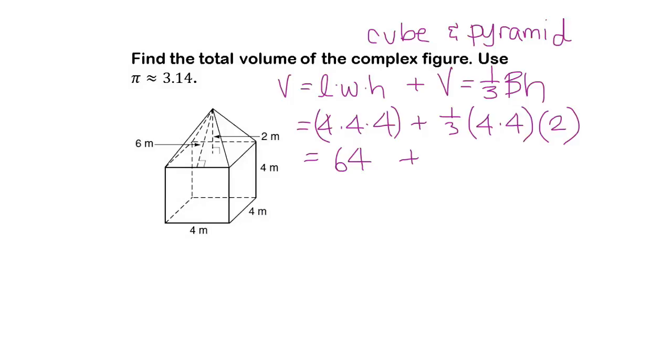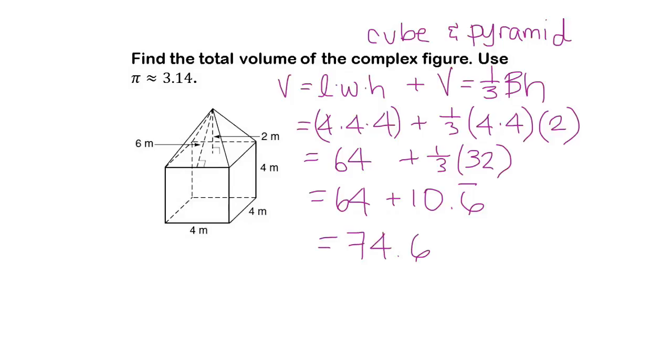So in this case, we have a third times 4 times 4 is 16. 16 times 2 is 32. So let's calculate this. A third of 32 would be 10.6 repeating. And then if I add 64, that would be 74.6 repeating.